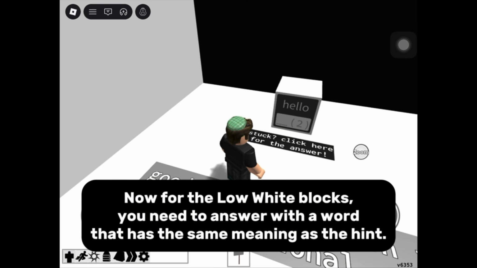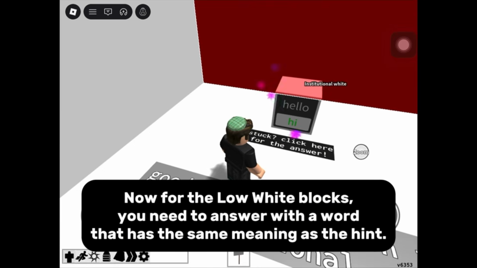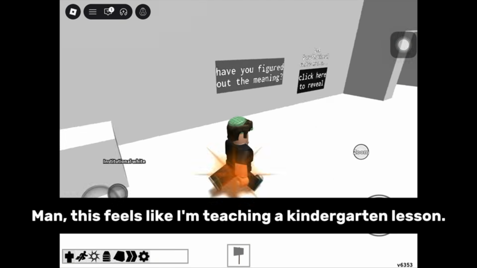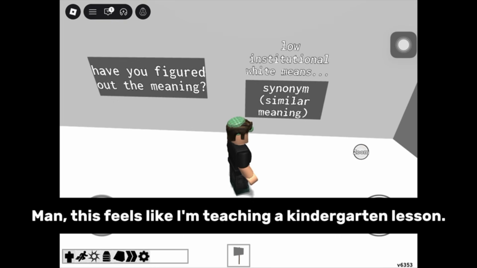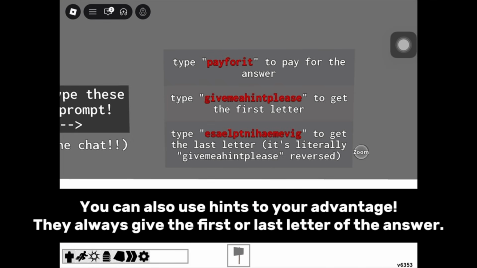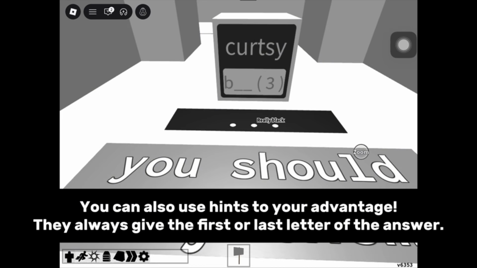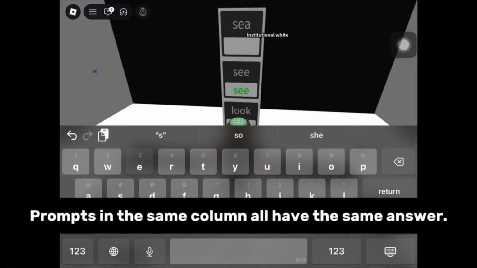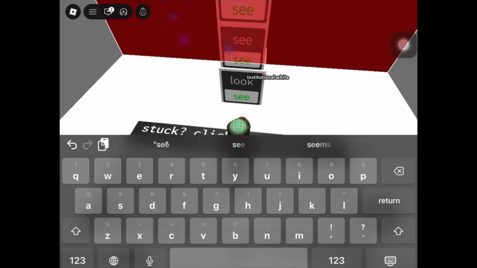Now for the low white blocks, you need to answer with a word that has the same meaning as the hint. Hello and hi are similar because they're both greetings. Man, this feels like I'm teaching a kindergarten lesson. You could also use hints to your advantage. They always give the first or last letter of the answer. Prompts in the same column all have the same answer.